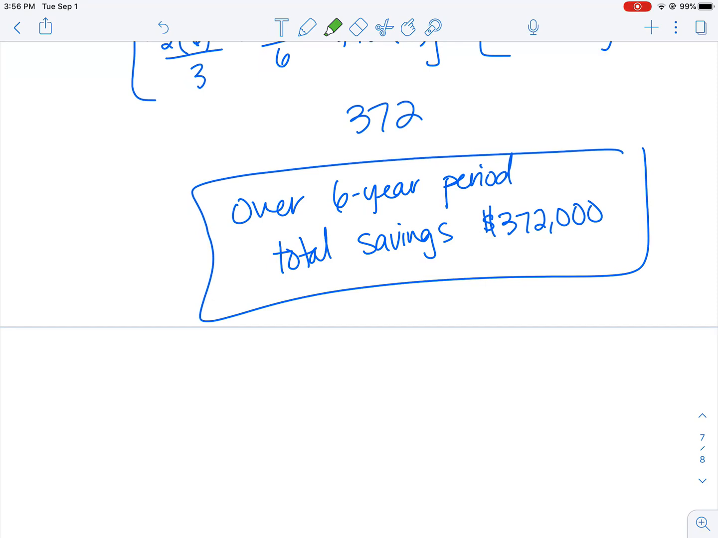So when we say 372, this really means over that 6-year period, our total savings was $372,000. It was saving us more than it cost us until I hit that 6-year point. So I need to make sure that we do something different after those 6 years. But from 0 to 6 years, it ended up actually saving me a total of $372,000. We got that by integrating our derivative, by finding the area in between the cost function and the savings function.